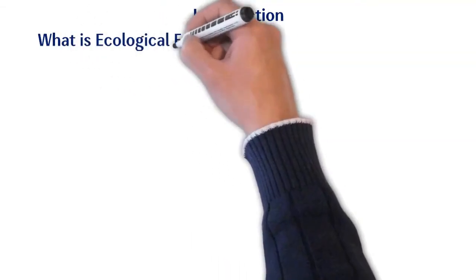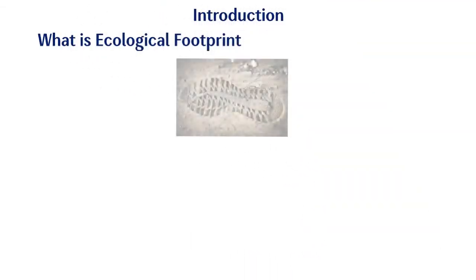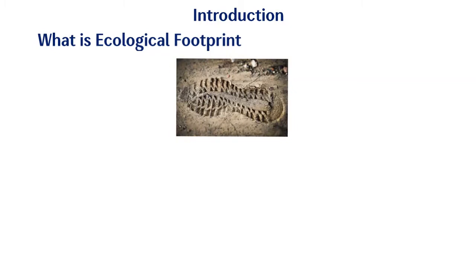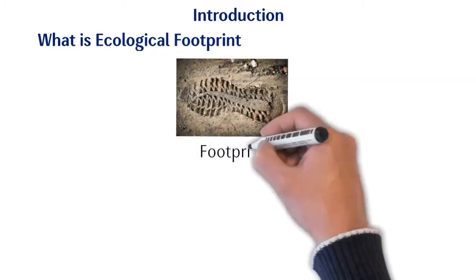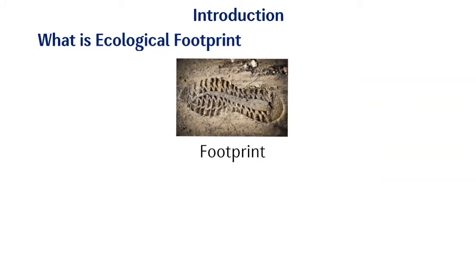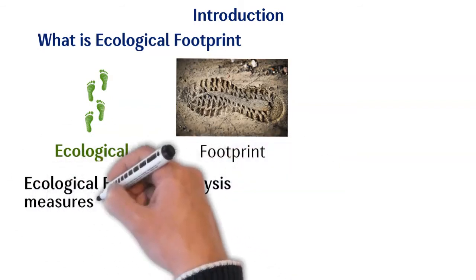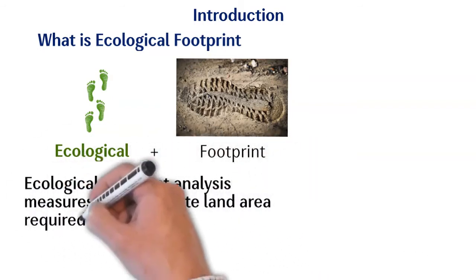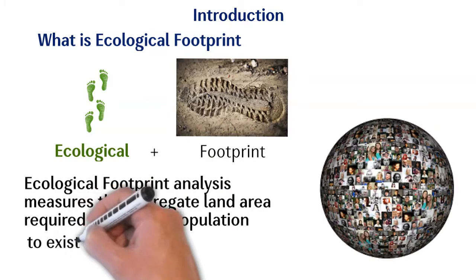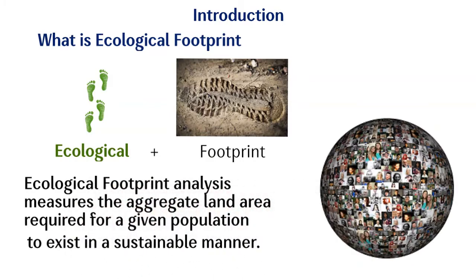What is ecological footprint? We know the impression left by a foot or shoe on the ground or a surface. That's the footprint. Only issue is what additional meaning the term ecological is adding to it. Ecological footprint analysis measures the aggregate land area required for a given population to exist in a sustainable manner.